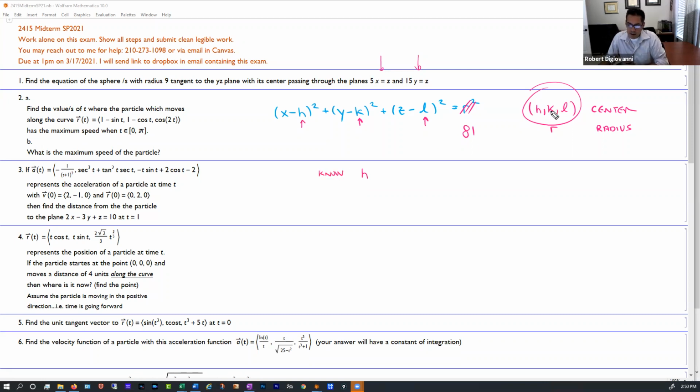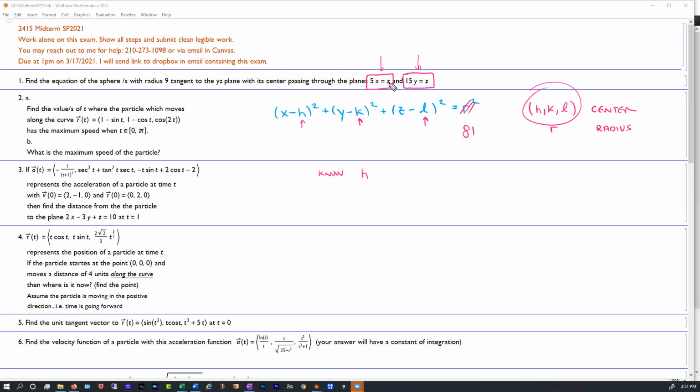Well, K is the Y coordinate, right? Is there anything you can tell me if you live on this plane and you live on this plane, what's the relationship? Whatever the X is on this plane, if you multiply it times 5, you get the Z, right? Yeah, I could set them equal to each other, right? Yeah, you could do that.